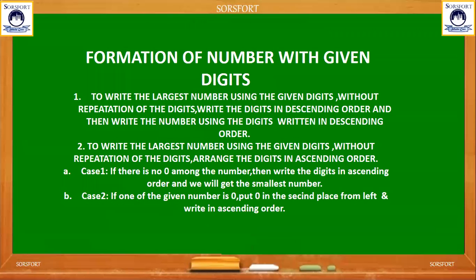Today we are going to learn how to form a number with a given digit. Now let's see what the rule is. To write the largest number using the given digits, without repetition of the digits, write the digits in descending order and then write the number using the digits written in descending order. Now let's take one example.